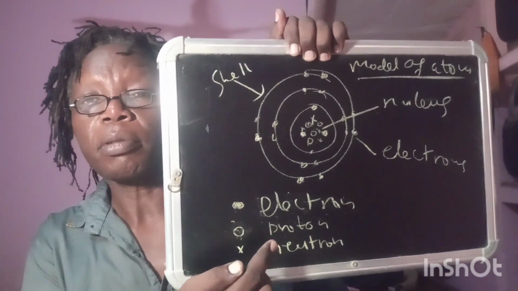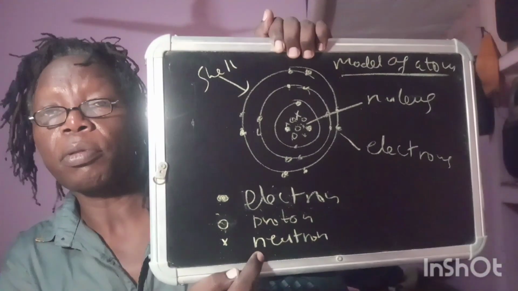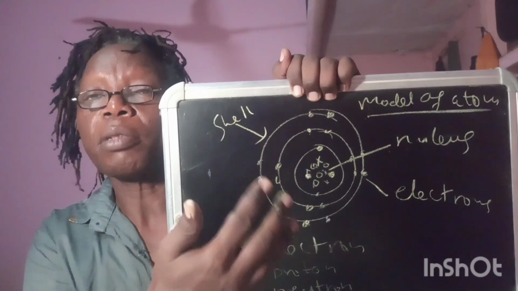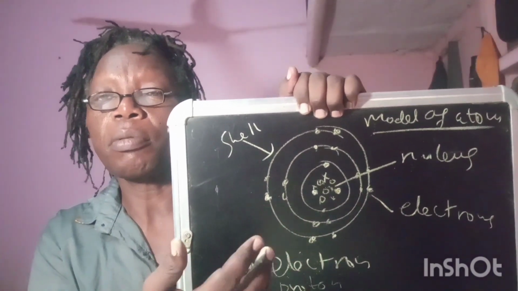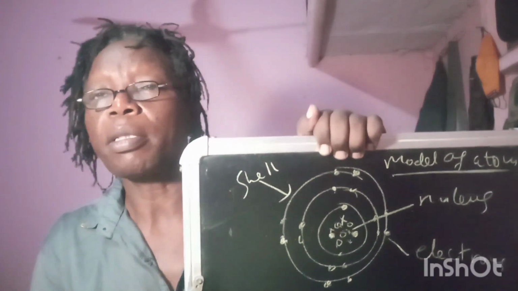We have neutrons, electrons, protons, neutrons. This is just a way we draw it. That's not what it actually is. Just trying to draw a diagram to illustrate what we understand by this.